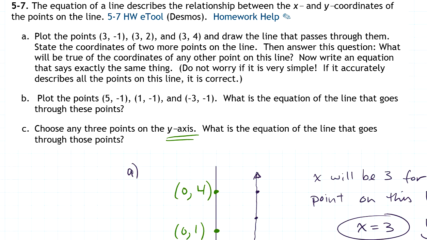I did that. State the coordinates of two more points that are on that line, then answer this question. What will be true of the coordinates of any other point on this line? Now write an equation that says exactly the same thing. Don't worry if it seems very simple. If it accurately describes all the points and lines, it is correct.